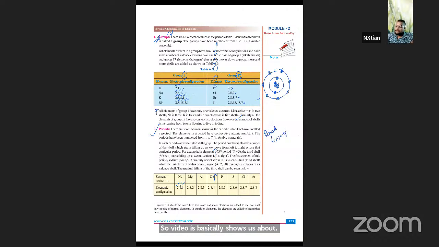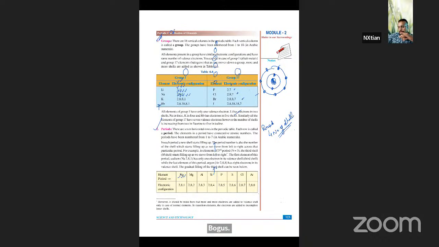So the period basically shows us the number of shells. If the period number is 7, how many shells will be there? 7 shells will be there. If the period number is 5, how many shells will be there? 5 shells will be there. So the period denotes the number of shells. Okay? Yes or no? The next part, please.